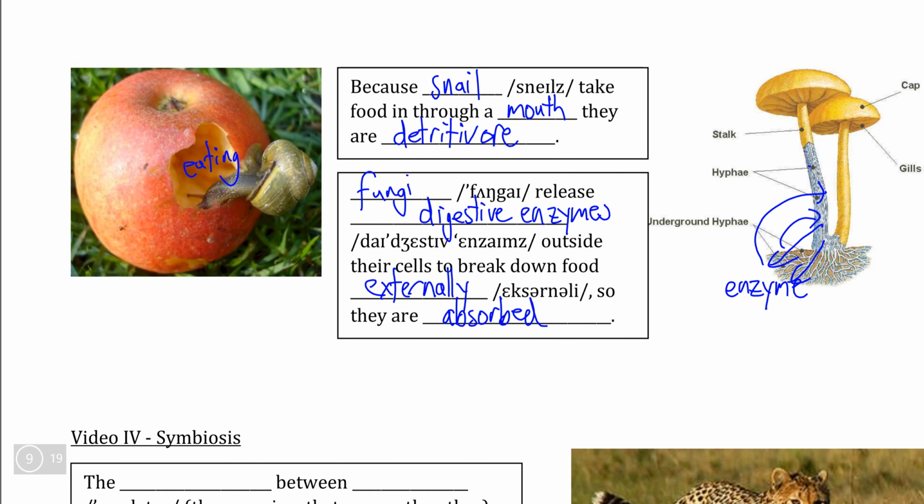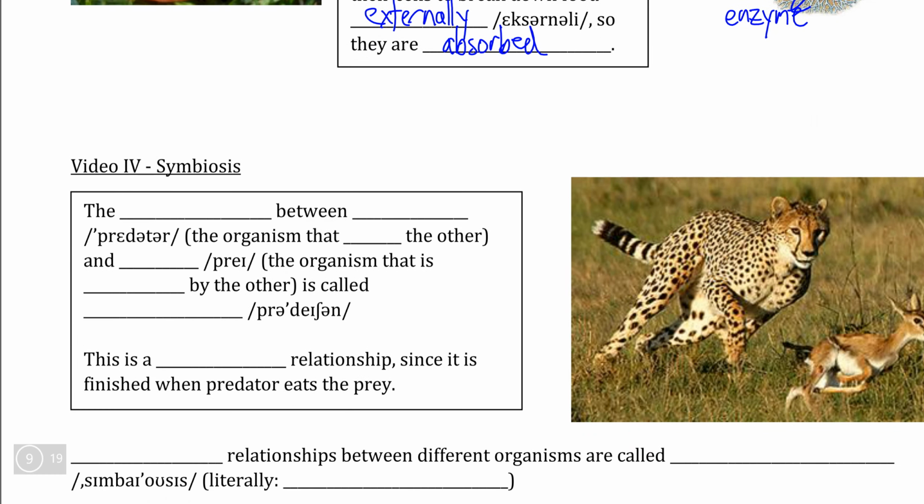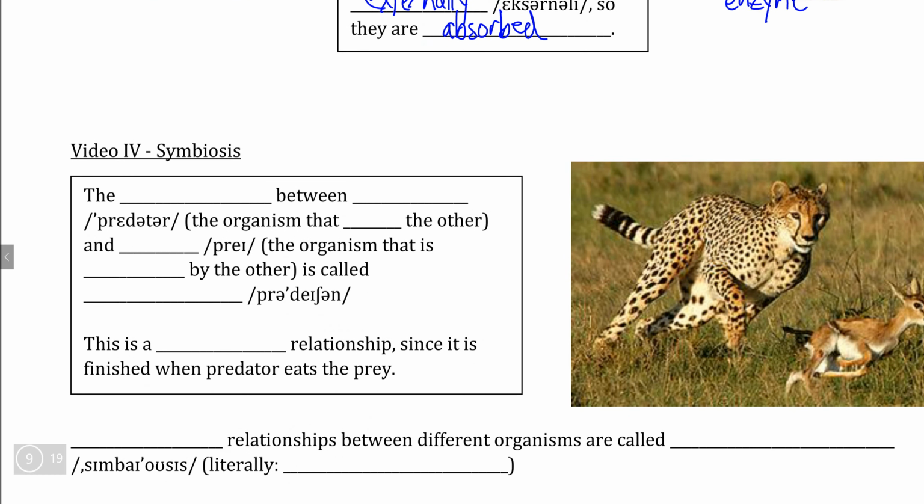In the next video, we're going to be focusing on interactions of organisms within an ecosystem that do not involve eating or being eaten.